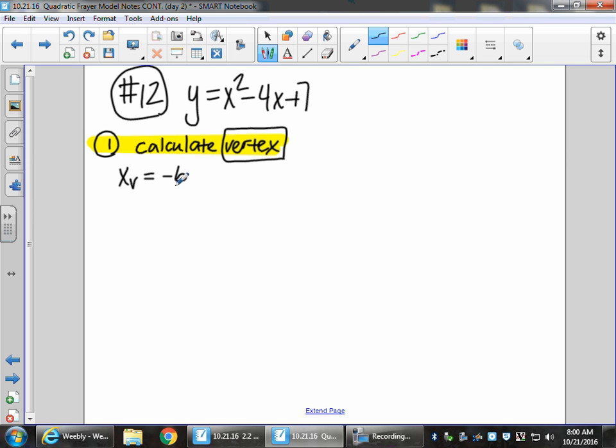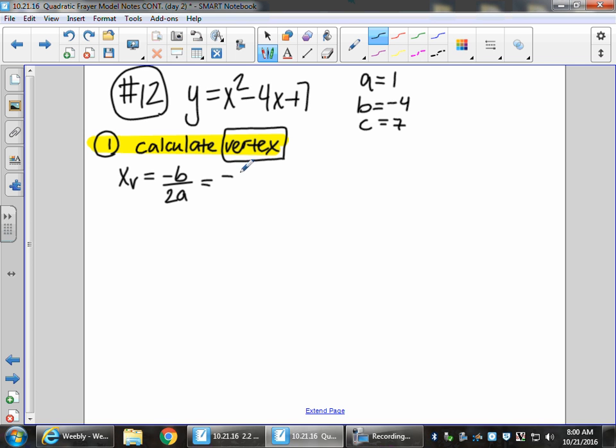It will be negative b over 2a. And for as long as we're still getting comfortable with this, I think it's a good idea to write it. What is a, b, and c? A is 1, b is, and c? Okay, so what would negative b over 2a look like for this one?